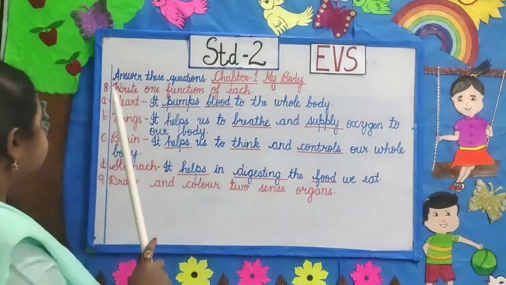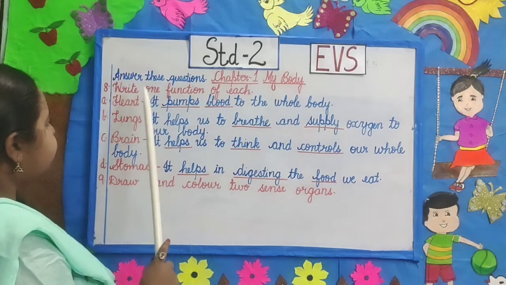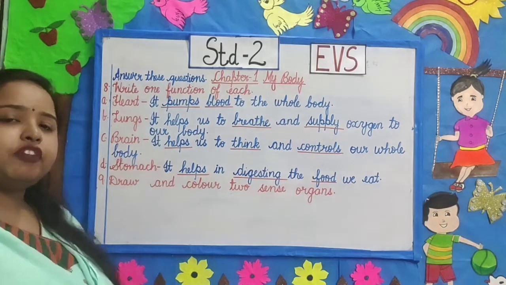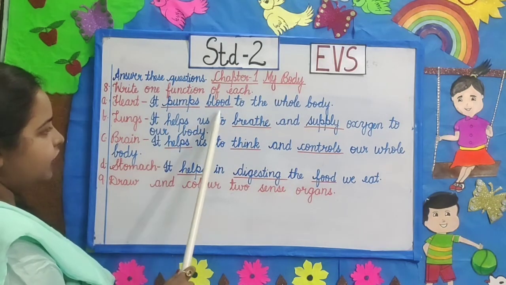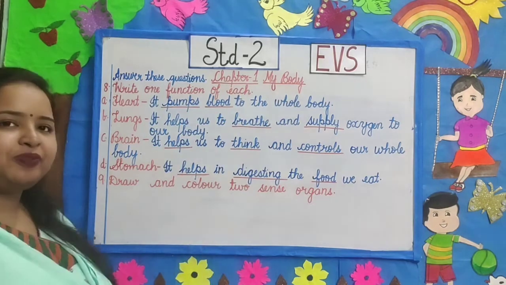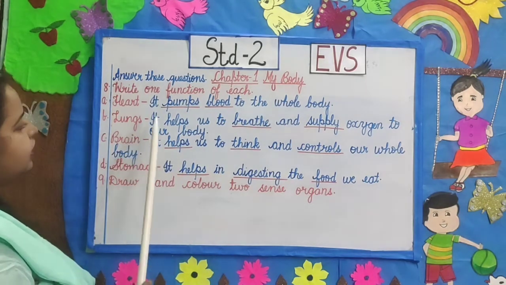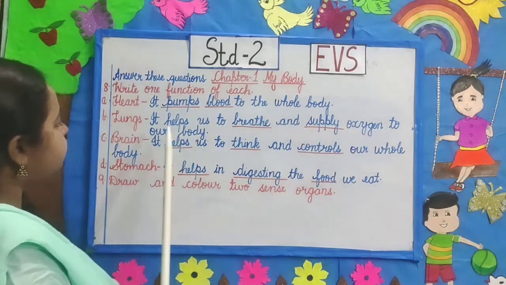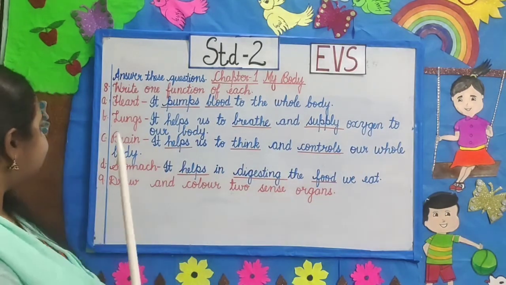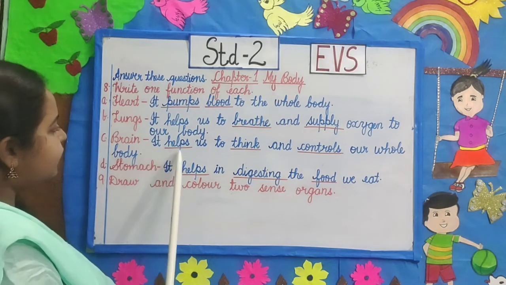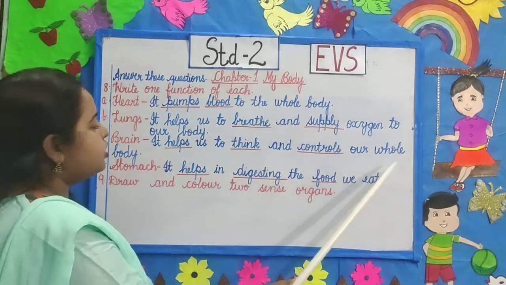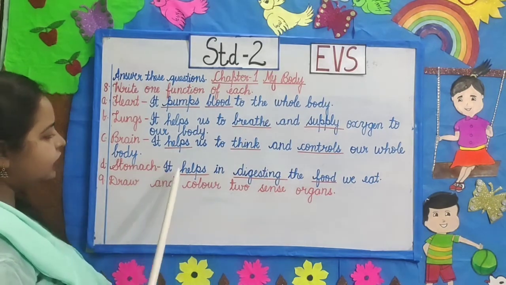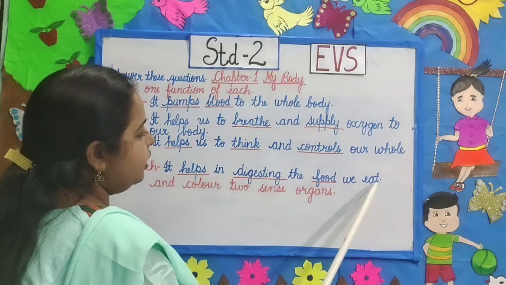Next question. Question number 8. Write one function of each. A. Heart. And what is the function of heart? It pumps blood to the whole body. B. Lungs. It helps us to breathe and supply oxygen to our body. C. Brain. It helps us to think and controls our whole body. D. Stomach. It helps in digesting the food we eat.